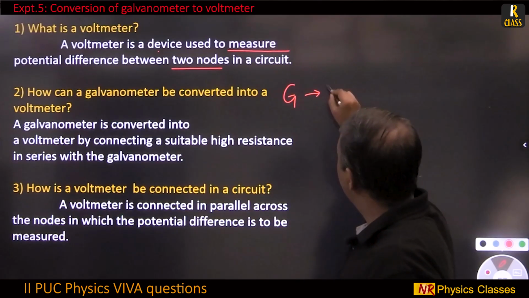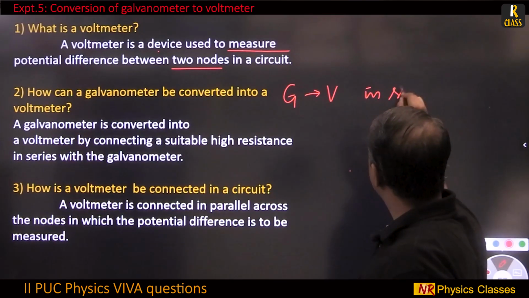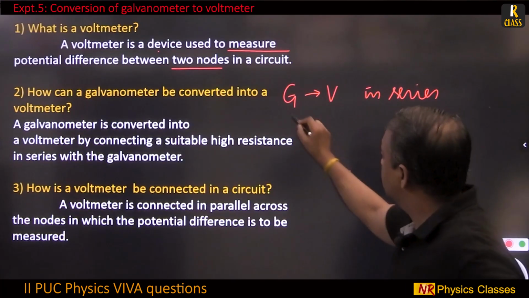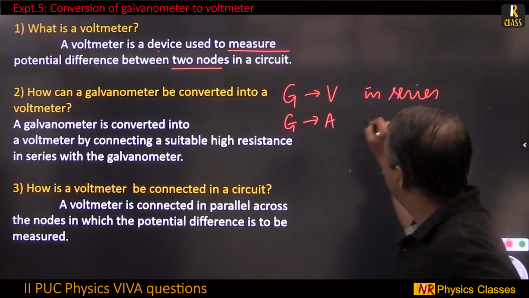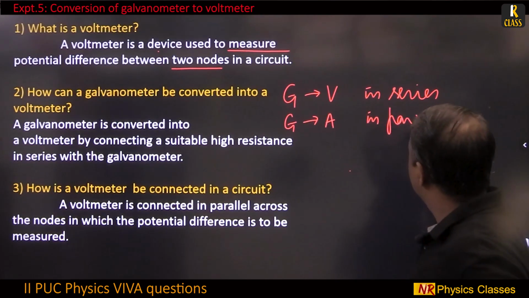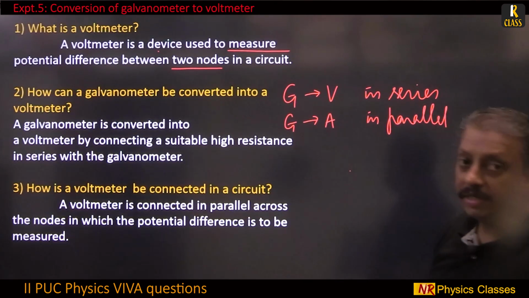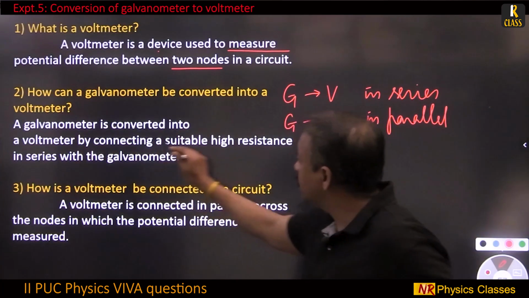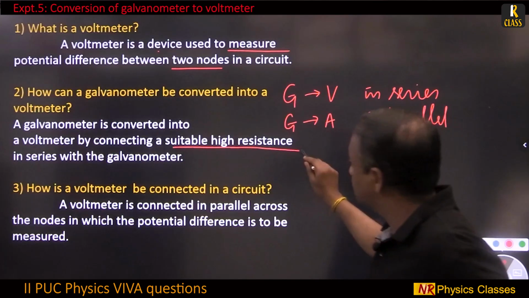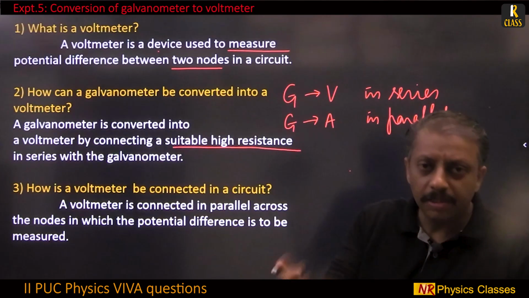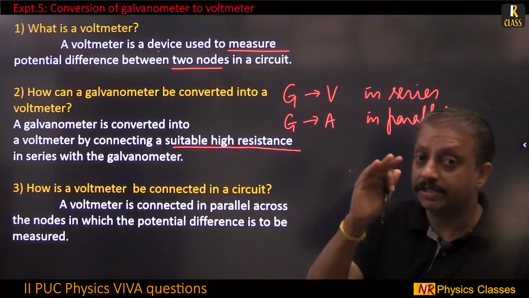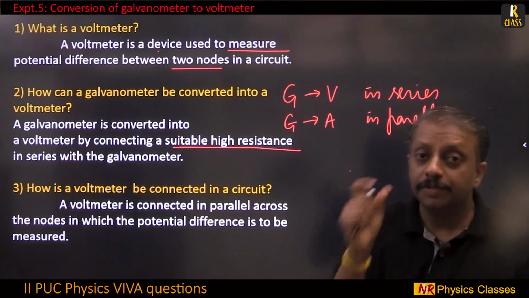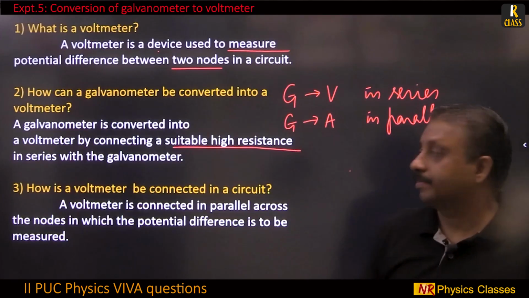How can a galvanometer be converted into a voltmeter? G to V, in series. A suitable resistor should be connected in series. G to A, in parallel. A galvanometer is converted into a voltmeter by connecting a suitable high resistance. We cannot simply connect some resistance. It should be a suitable high resistance, and its value should be calculated in accordance with the given problem.